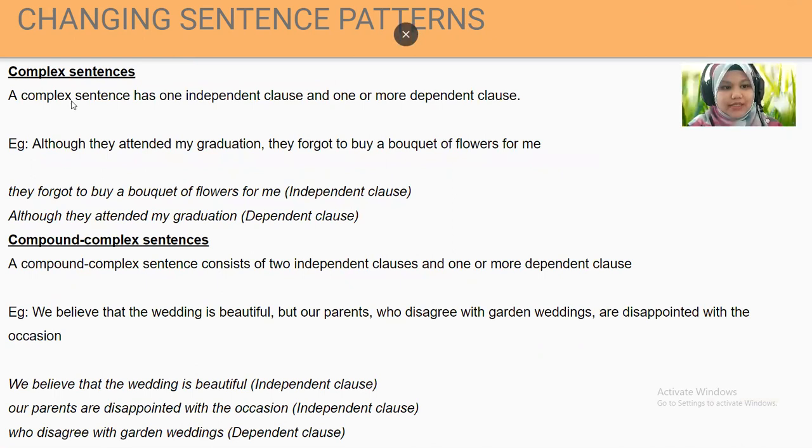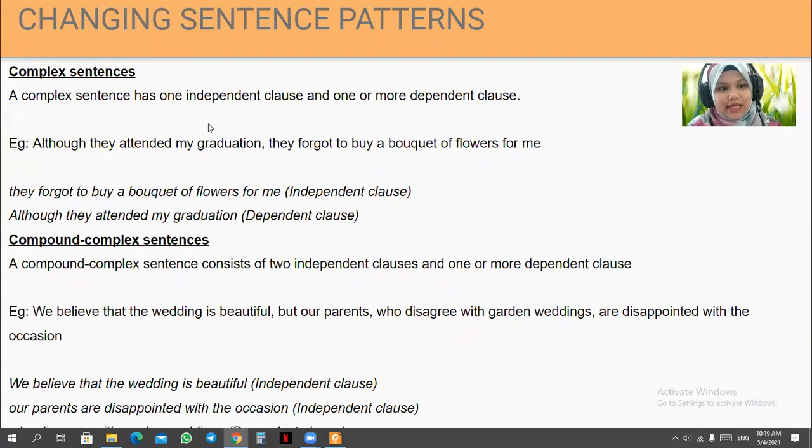So next, complex sentences. A complex sentence has one independent clause and one or more dependent clauses. Okay, what is a dependent clause? It cannot stand on its own. It always needs to rely on the independent clause. If it stands on its own, it has no meaning. All right. So this is it.